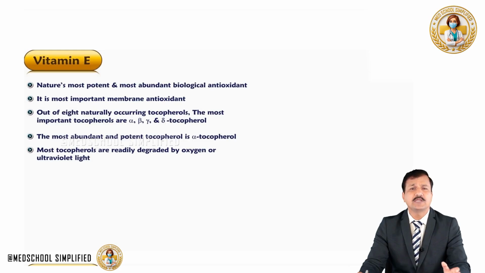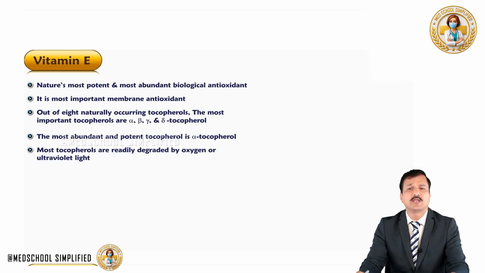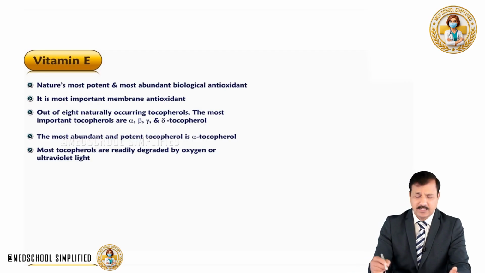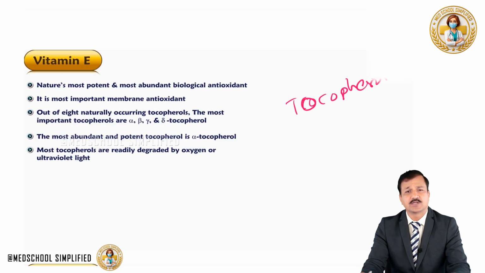In fact, vitamin E was previously called the anti-sterility factor. Anti-sterility factor means vitamin E was helpful in the fertility of animals, although it has not proven to be true for humans. That's why vitamin E is referred to as tocopherol: tocos means childbirth, pherol means to bear, so a child-bearing vitamin. That's why the name tocopherol.